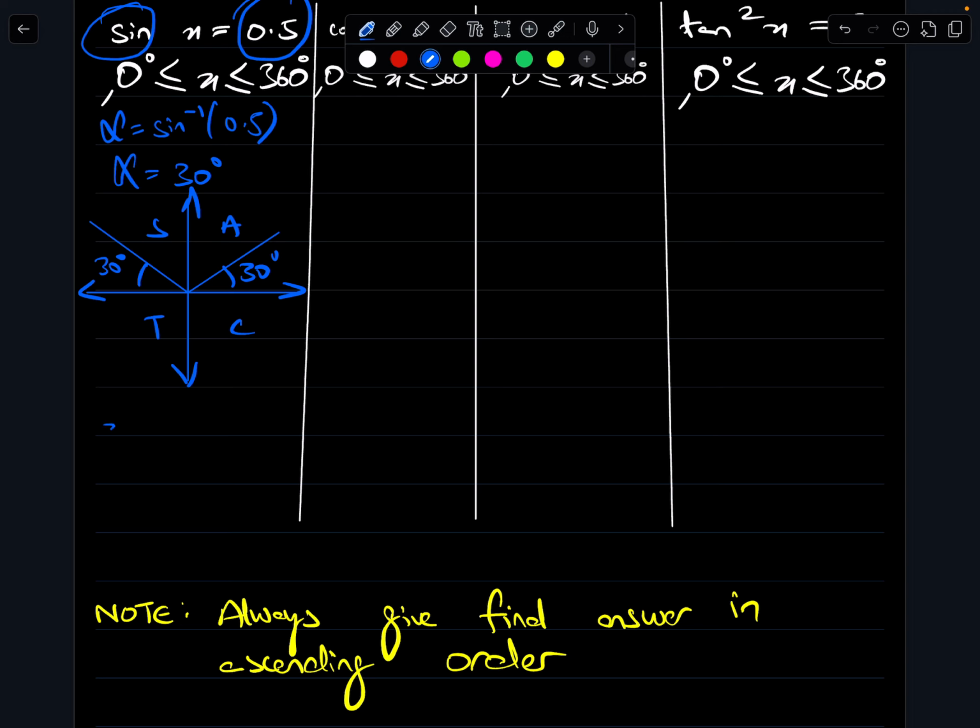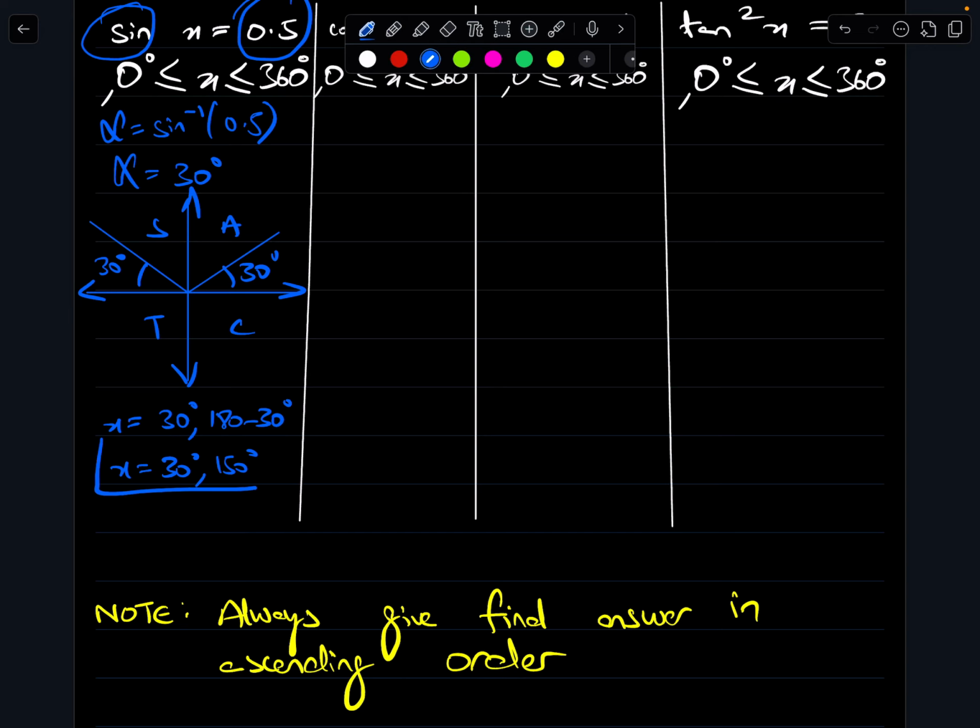Then finally give your answer in the basic range. In the second quadrant, the angle will be found as 180 minus alpha. Thus, the final answer is 30 degrees and 150 degrees.